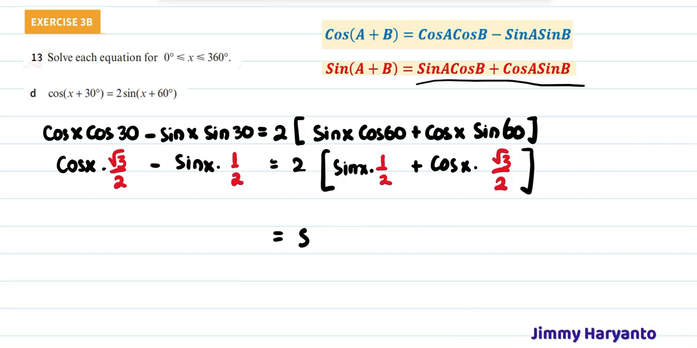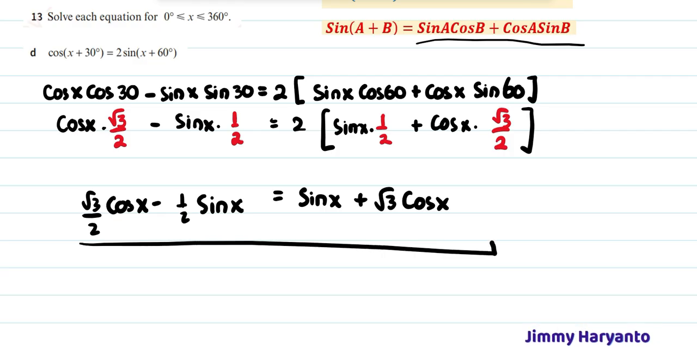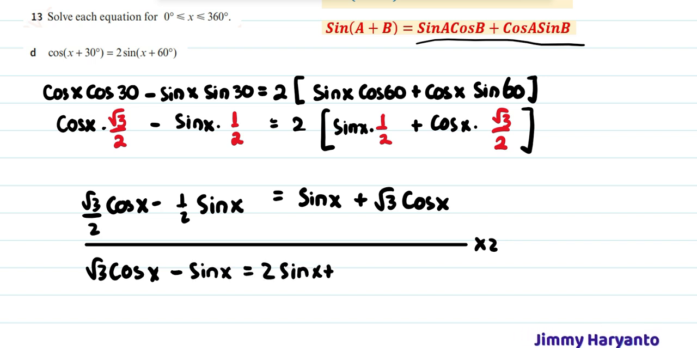Just multiply, so you will only have sin x plus this one will be crossed out. It will become square root of 3 cos x only. And then for this one, I will write it like this: minus half sin x, and then I will multiply them all by 2 to eliminate the over 2. Multiply them all by 2, and then I will have square root of 3 cos x minus sin x equals to 2 sin x plus 2 square root of 3 cos x.